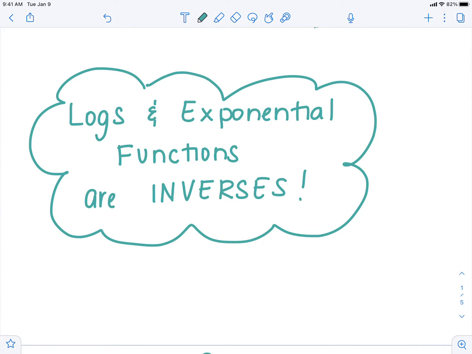They're like multiplication and division. They undo each other. So we use logs when we need to solve exponential equations that we can't get in the same base, and we can use exponential equations to solve logs. So we can kind of go back and forth. So today we're just going to look at going back and forth between logs and exponential equations and how we would write those.